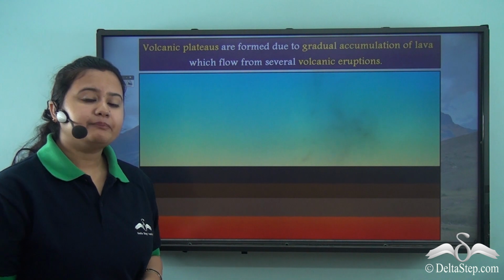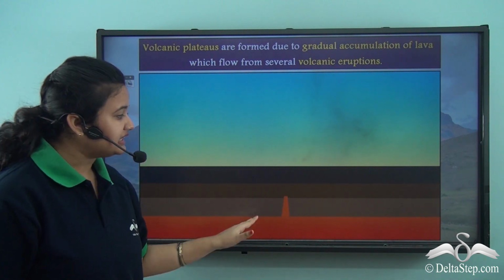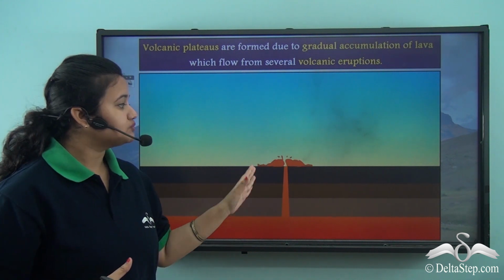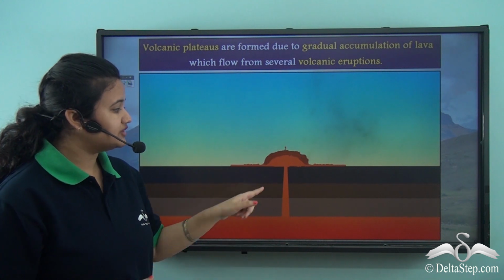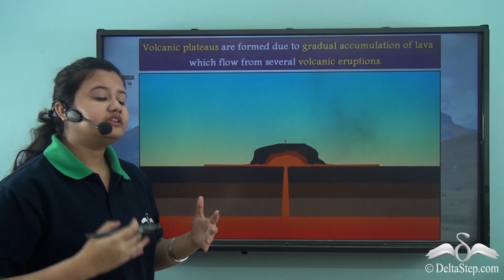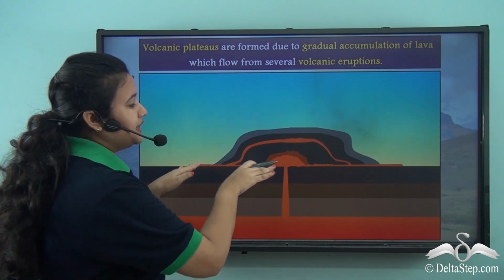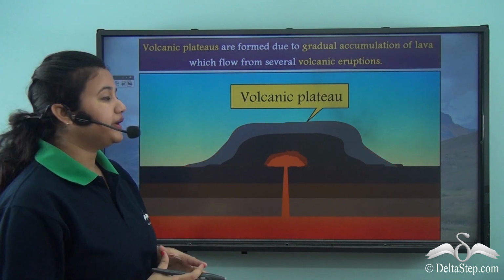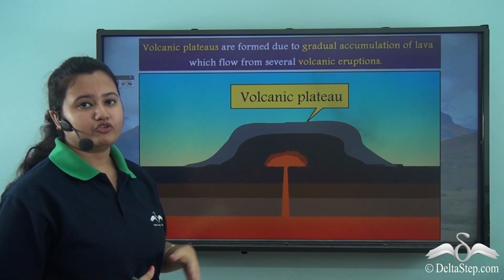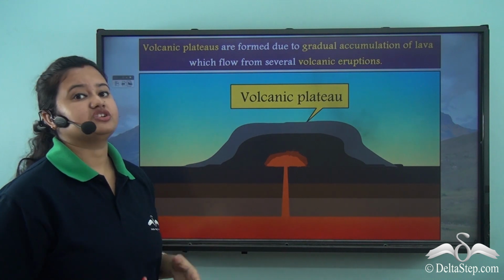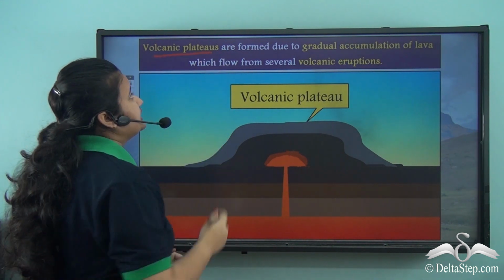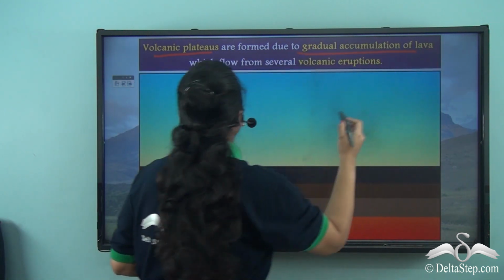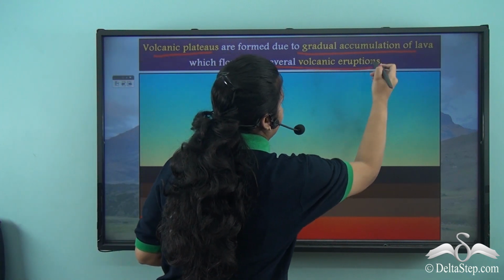We know high temperature and pressure exist beneath the Earth's surface. Now, sometimes due to immense pressure, hot molten magma comes up to the Earth's surface through cracks. Over the years, the lava spreads over a vast region and accumulates in successive layers, thereby forming a plateau. This type of plateau, which is of volcanic origin, is known as volcanic plateaus. Thus, volcanic plateaus are formed due to gradual accumulation of lava which flows from several volcanic eruptions.